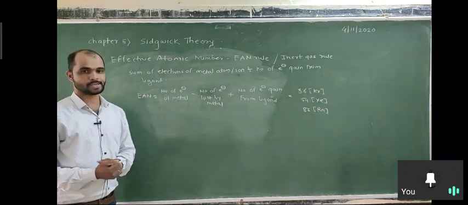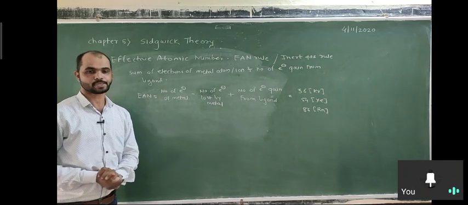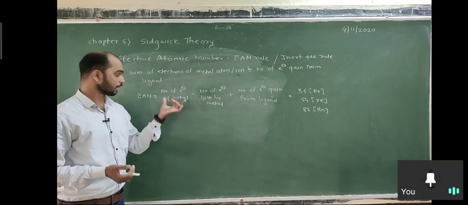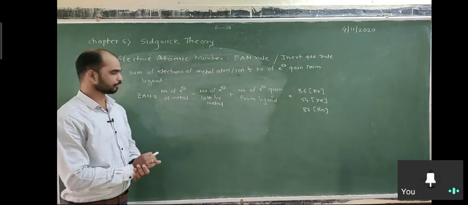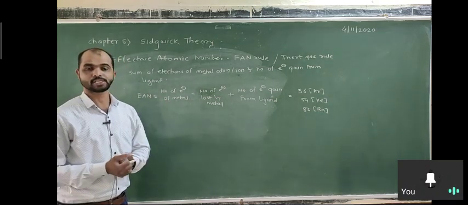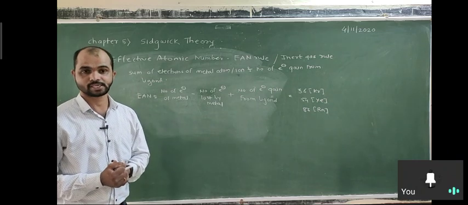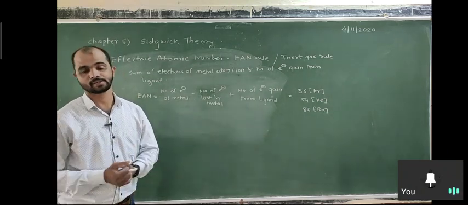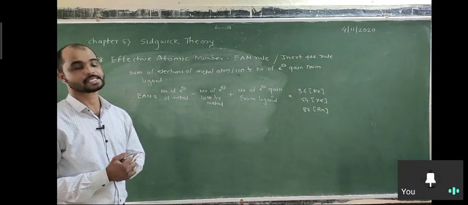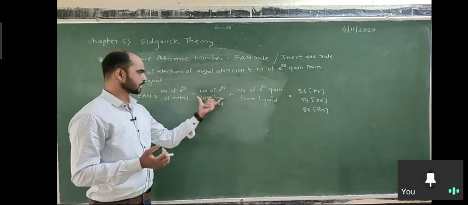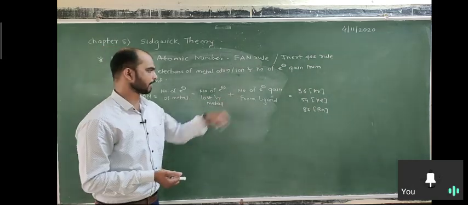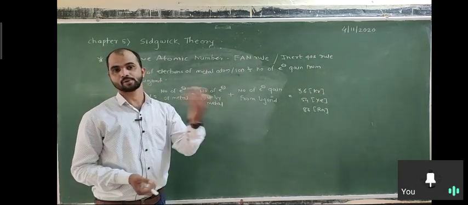So in a complex there are two parts, metal is present and ligands are present. The metal has its own electrons, meaning the atomic number, minus, when the complex is formed, the metal has some oxidation state. The oxidation state means the number of electrons lost by the metal during the formation of the complex. So we subtract this number, and plus we add how many electrons are gained from the ligand.